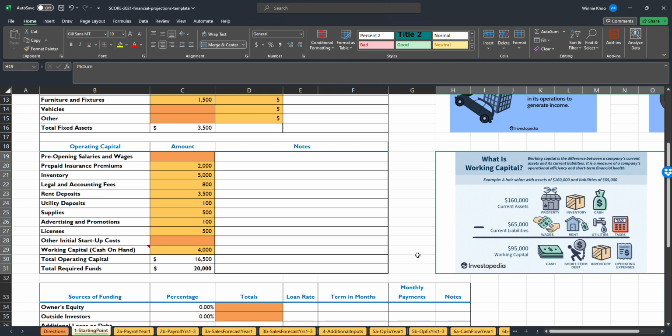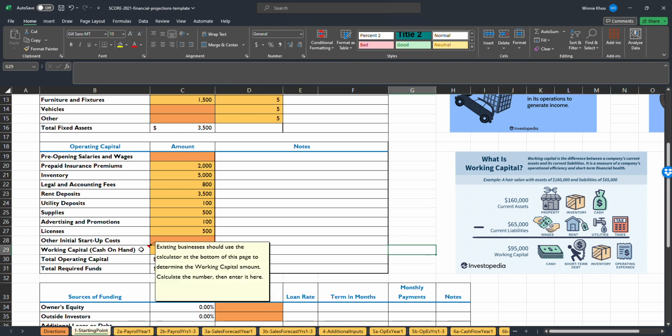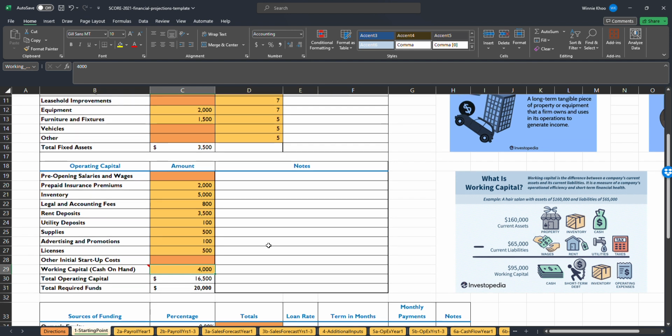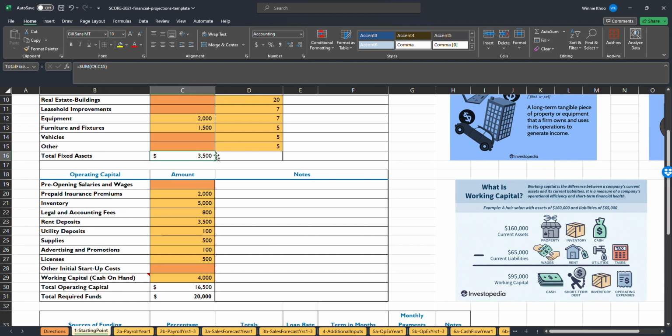If you're just starting out the business, basically it's your cash on hand. So if you were to open up a business checking account, how much would you put in there to comfortably get started? For me, it's about 4,000. So here, now you've got a total fixed asset amount. For me, it's about $3,500. And then total operating is about 16,500. So I need about $20,000 to get the business started.